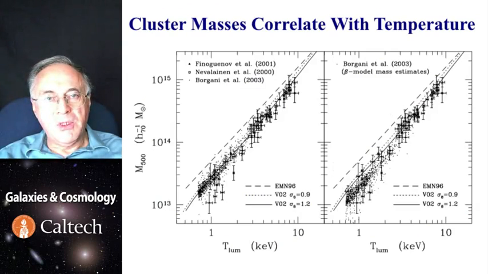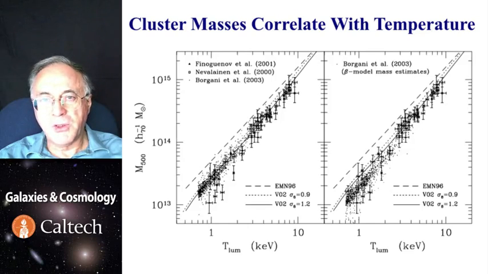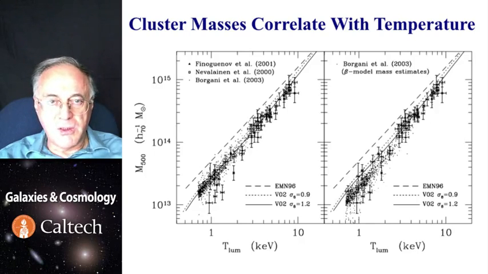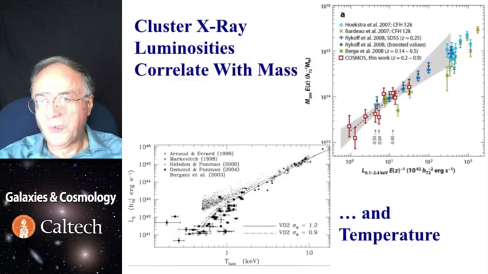I mentioned that properties of clusters correlate with each other, and what's shown here is a plot of mass inferred from virial arguments versus temperature. Now these trends look too good, and the reason for this is that we actually use temperature to infer the mass. But intuitively, this is exactly what you'd expect. The more massive clusters will have deeper potential wells, which will require higher velocities of particles, which means higher temperature, and that's exactly what we see.